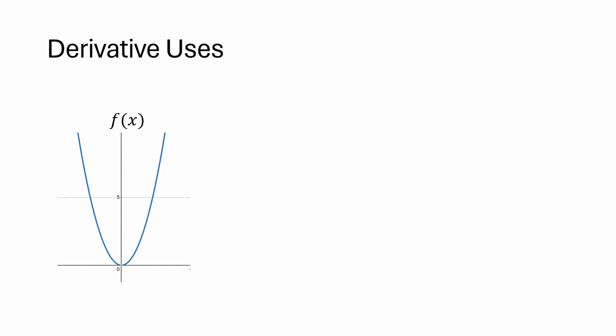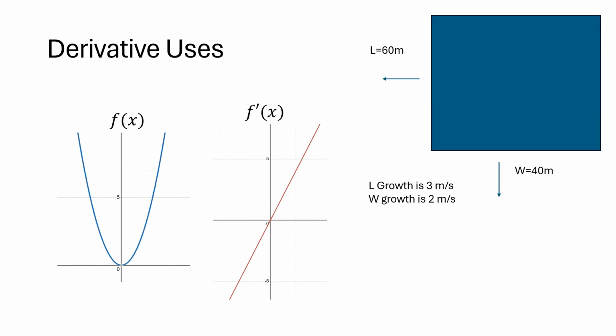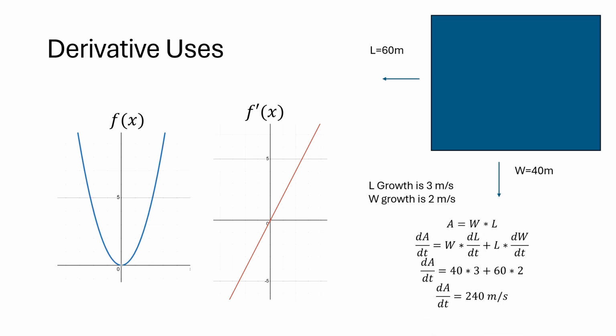For example, if there is a rectangle and its width is 40 meters, growing at 2 meters per second, and its length is 60 meters, growing at 3 meters per second, and you want to find how fast the area is growing, first, take the derivative of the area with respect to time, and you get dA/dt is equal to W times dL/dt plus L times dW/dt. After you plug in what you have, you get dA/dt is equal to 240 meters squared per second. These types of problems can get very complicated, but the ways to solve them remain the same.